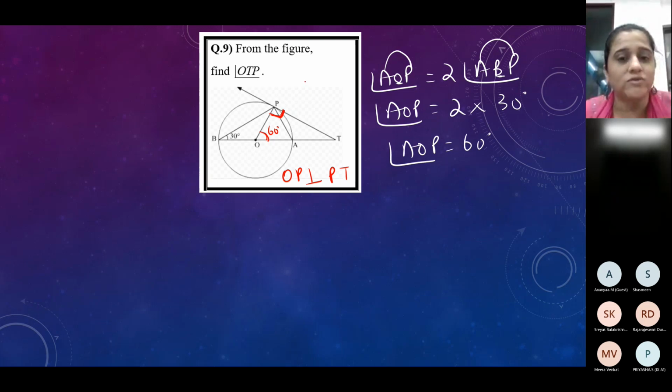OPT. These are the two angles of the triangle OPT. Can you find the third angle of this triangle? How much? Tell me the answer.